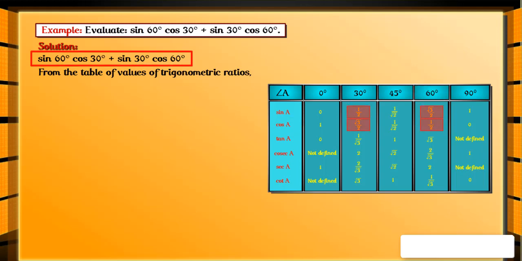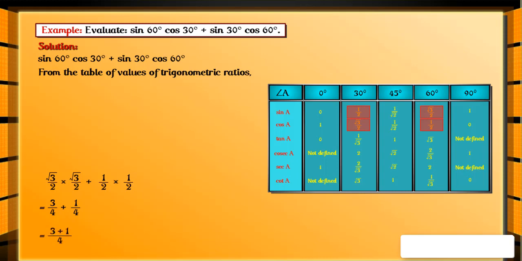Let's put these values in the given expression. We get under root 3 upon 2 into under root 3 upon 2 plus 1 upon 2 into 1 upon 2, which is equal to 3 upon 4 plus 1 upon 4. It gives 3 plus 1 upon 4, which is equal to 4 upon 4, which is equal to 1.